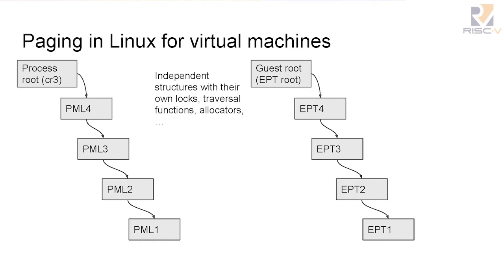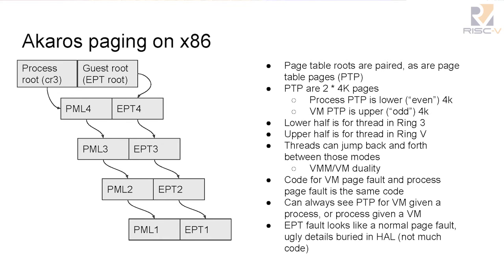I don't understand. But in any event, here's a process on the left, and it has a CR3 process root and a standard four-level page table walk. Here's a virtual machine on the right that's got an EPT root and a four-level page table walk, and everything's different in the code that handles this, right? All different things. So what we did in Akros is we paired them.